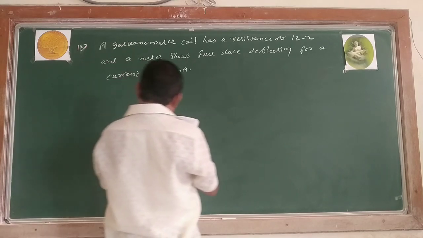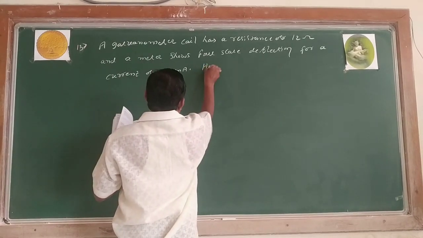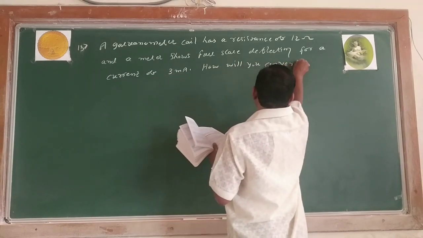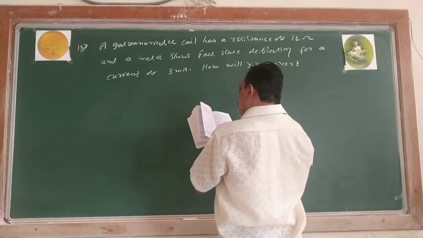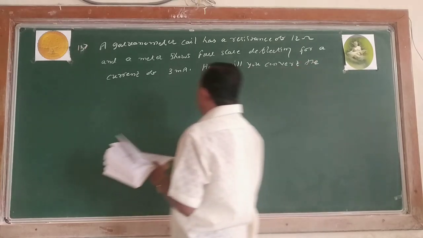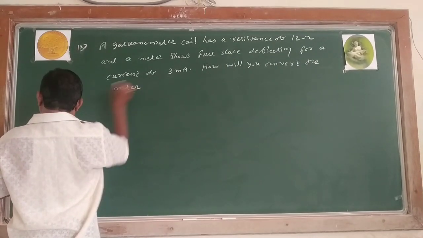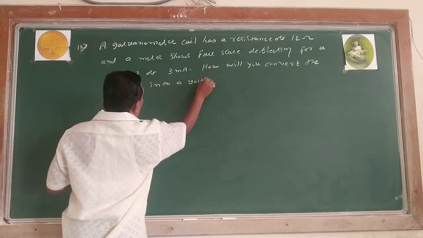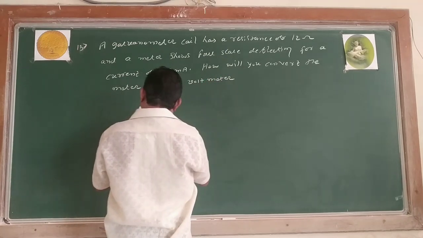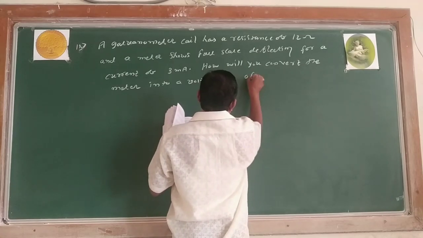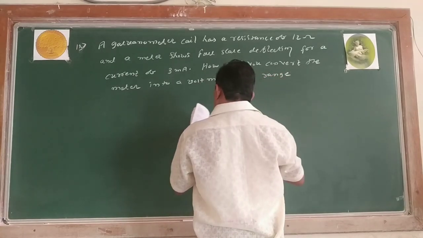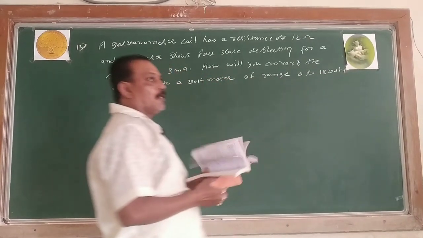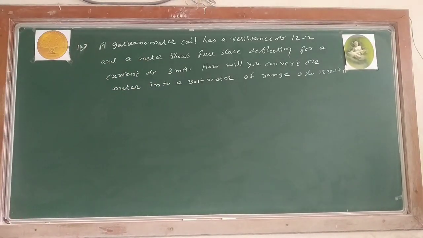How will you convert the meter into a voltmeter of range 0 to 18 volt? Now this is our conversion of galvanometer into voltmeter. Right? Given things क्या क्या है देखो.